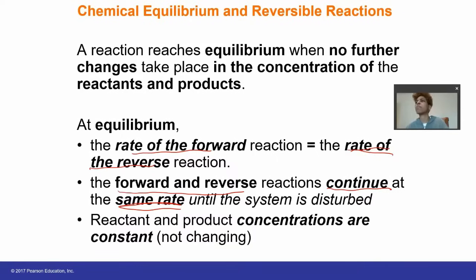Then we end up having too much products and it goes back in reverse. And we set up another equilibrium. So it's dynamic, it's constantly moving. And the concentrations, however, at equilibrium are constant.